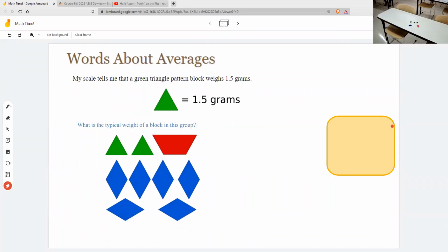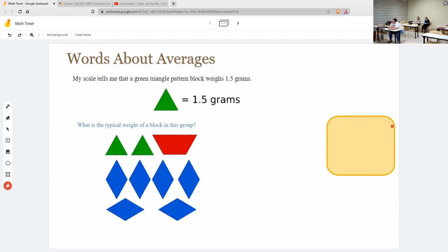The camera is pointed down just as a reminder that the blue blocks are exactly as big as 2 green blocks. And the red blocks are the same size as 3 green blocks. So if you missed that from last week, there you go. But it says a block. Yes, you want the typical weight of a block in the group, not the total weight of the group.